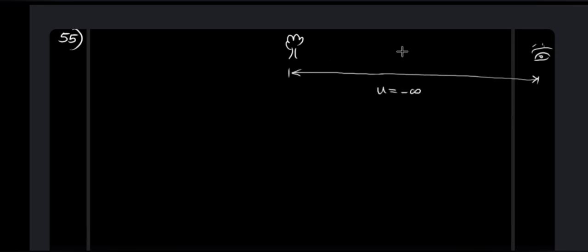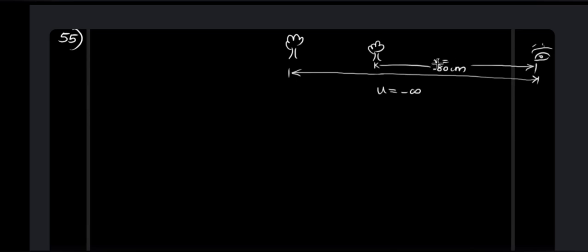Question 55. The far point of a myopic person is 80 centimeter. So myopic means nearsighted. He can see nearby object. He cannot see far away object. Okay. So far point of this person. If the object is placed at infinity, U is equal to minus infinity. Then the image is formed at his far point. That means the image will be formed over here. That is given as 80 centimeter. Is going to be V, so minus 80 centimeter is going to be his far point.